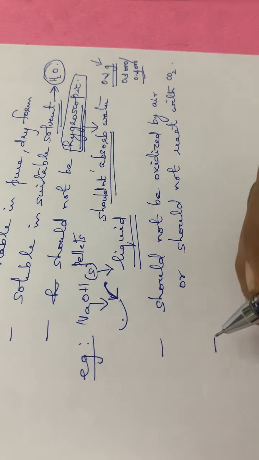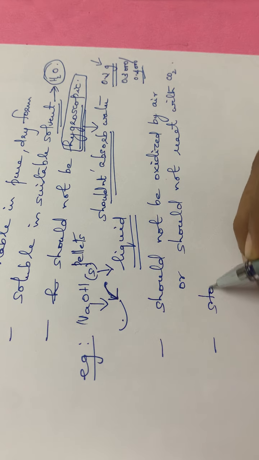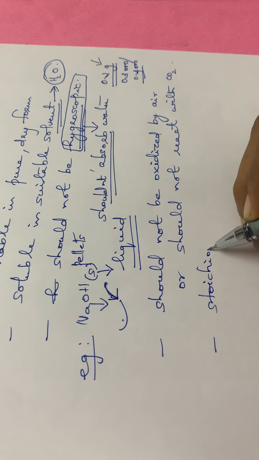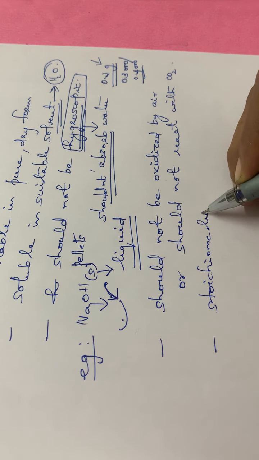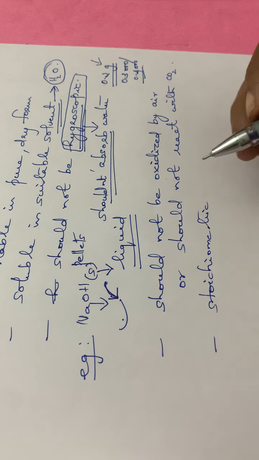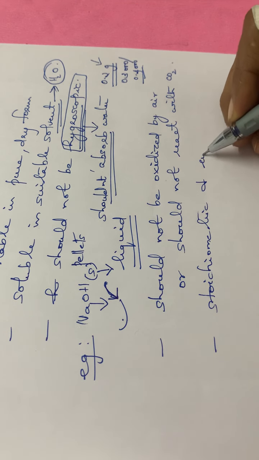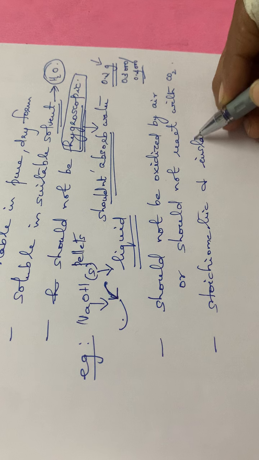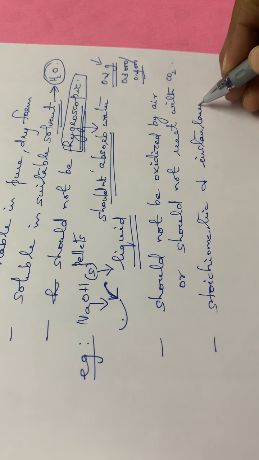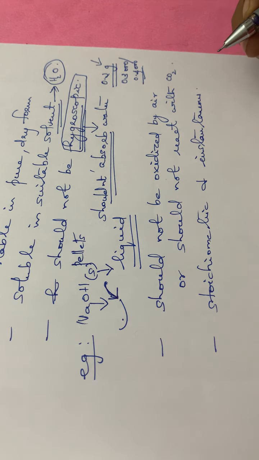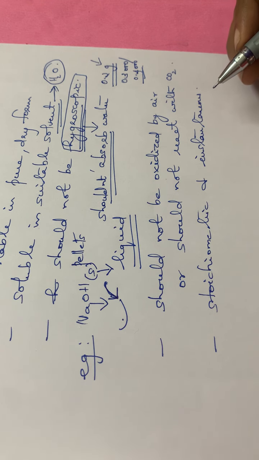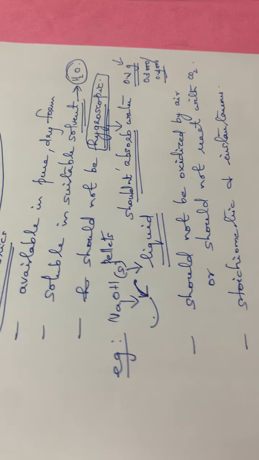One more point to be noted down is that the reactions should be stoichiometric. The reactions using a primary standard should be stoichiometric, and it should have an instantaneous reaction. That is, while we are doing the reaction, it should not take much time. It should not react in a slower manner. It should be a faster reaction while using this primary standard. So these are some of the important characteristics.